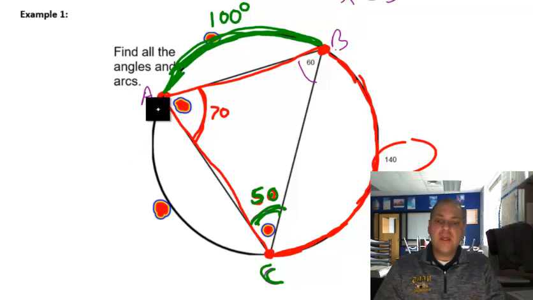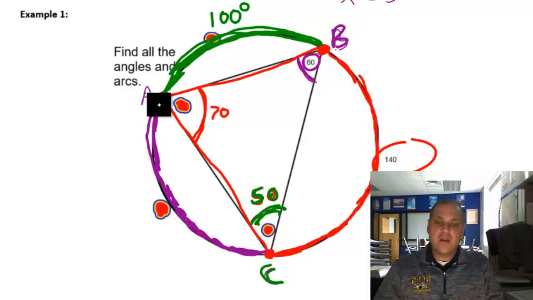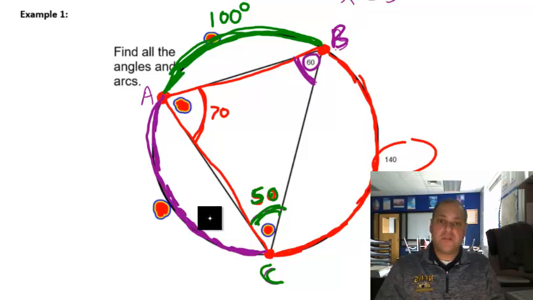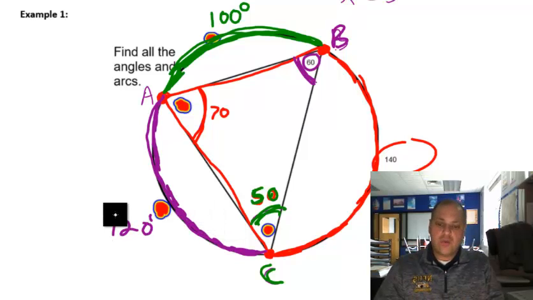Then I'm going to change colors again. I'm going to go to purple. Here is my purple angle B, and that's 60. My intercepted arc is right here. See, AC is my intercepted arc. For this angle, this is 60, so my intercepted arc is double 60, which is 120.